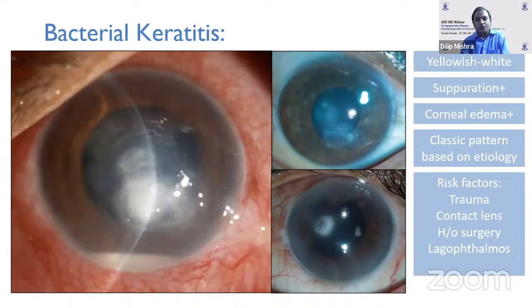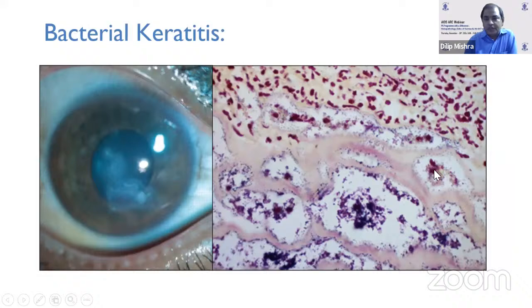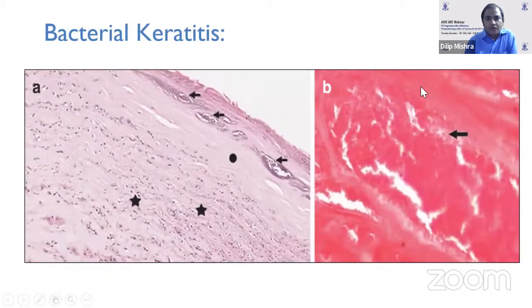Bacterial keratitis is also one we get, most commonly. This is the clinical image, and this is the PK button in Gram stain. You can see the colonies of bacteria in the stroma of the cornea. You can see numerous colonies of bacteria in the Gram stain.